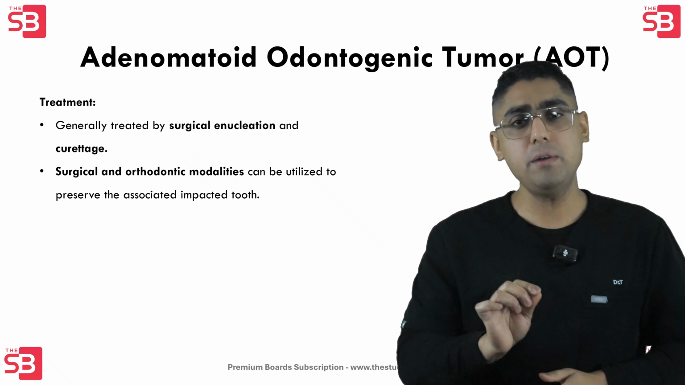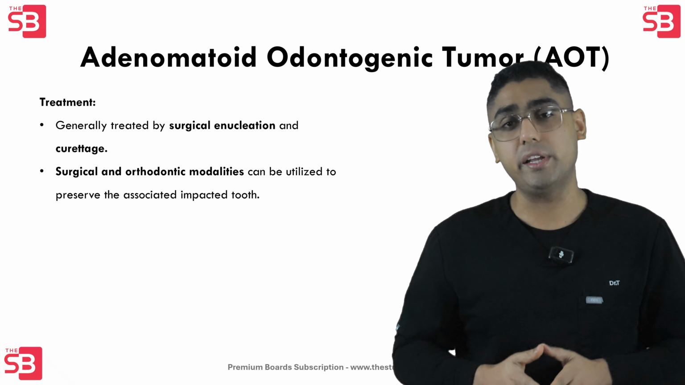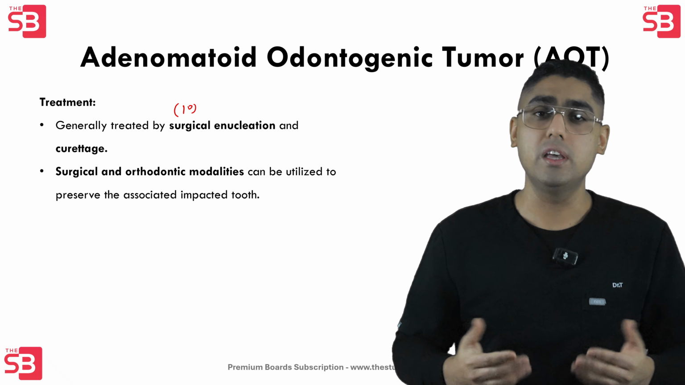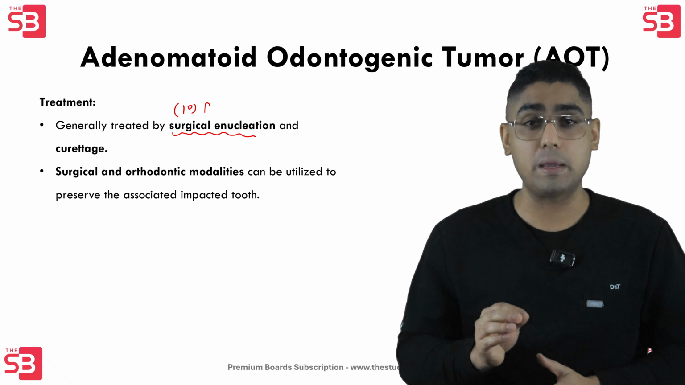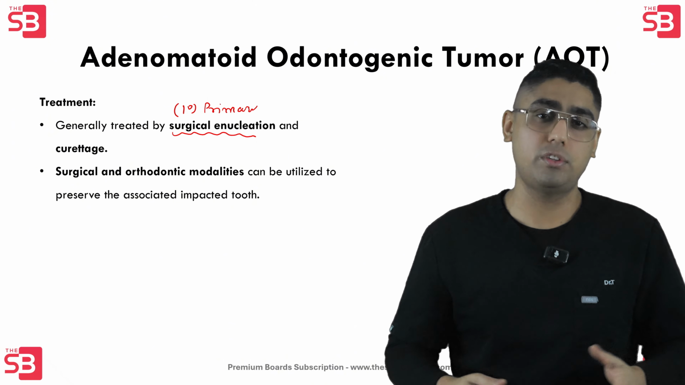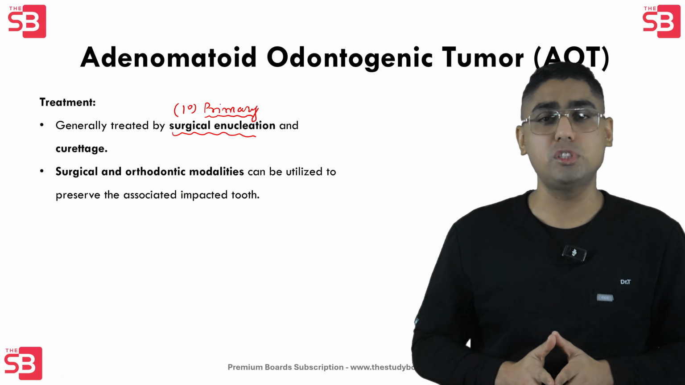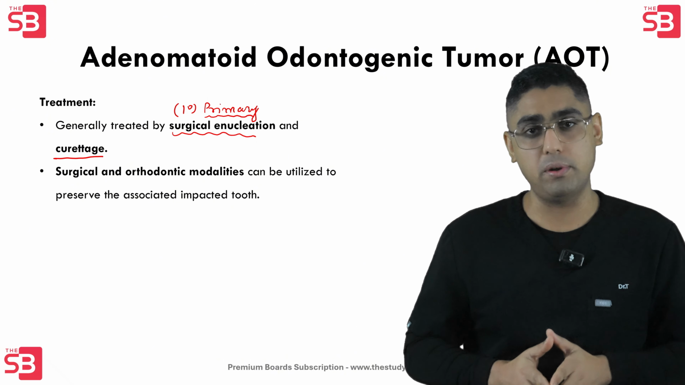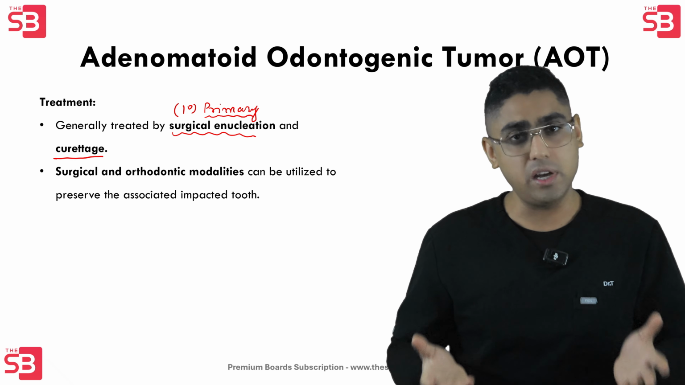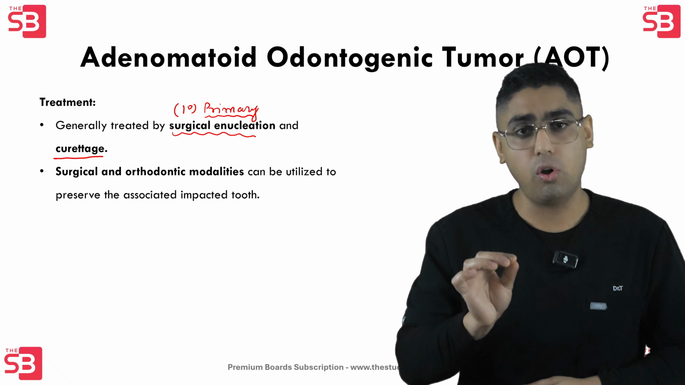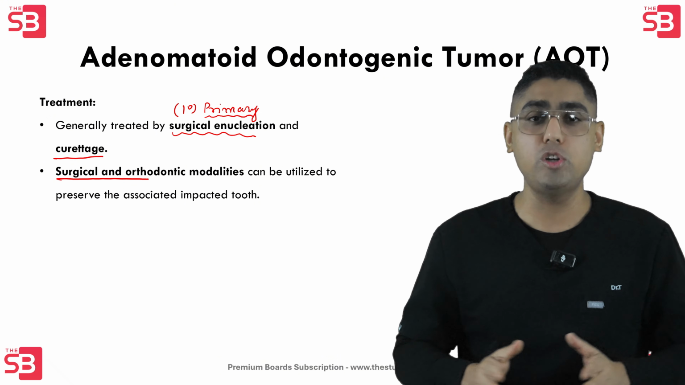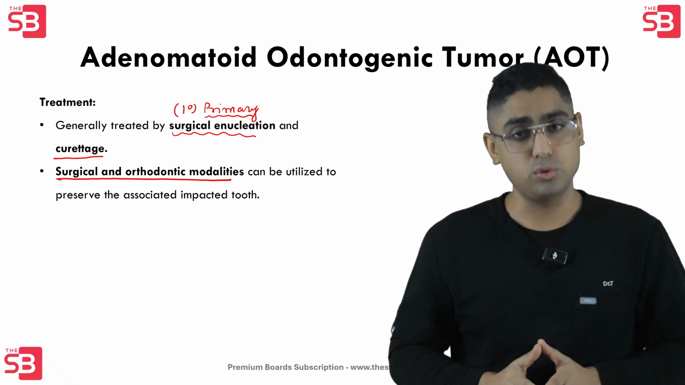Now, the primary treatment of choice is surgical enucleation, which means carefully removing the entire tumor along with its fibrous capsule. Now, curettage of the surrounding bone must be performed to ensure all the tumor tissue is removed properly. And in many cases, especially in young patients, surgical and orthodontic approaches can also be combined to preserve the impacted tooth associated with the tumor.